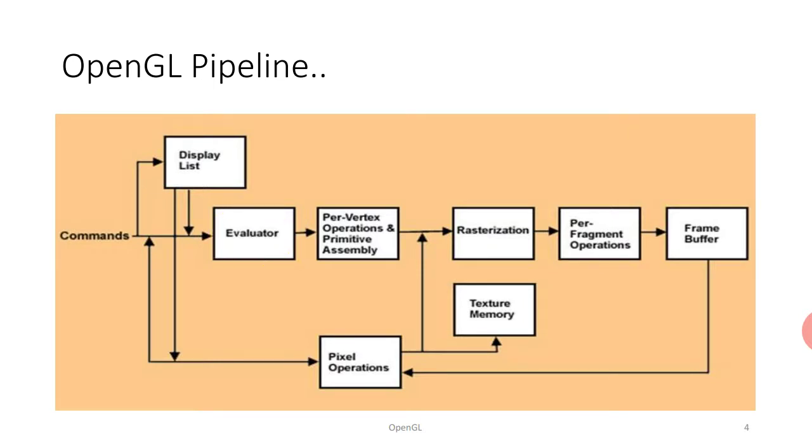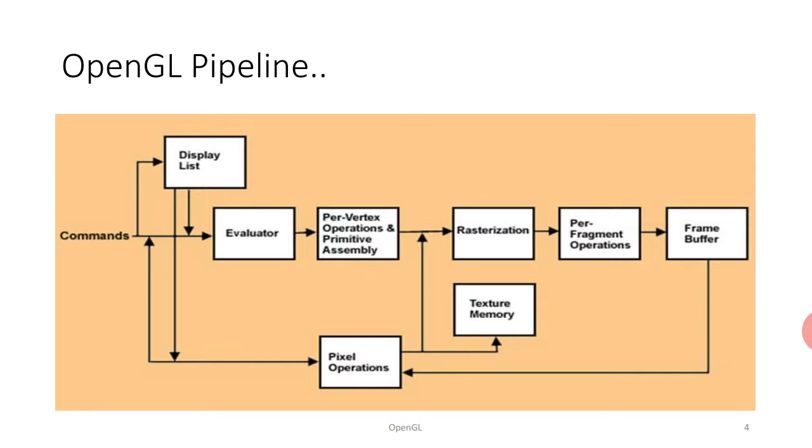Stage 1 of the pipeline is the evaluator. It takes any polynomial evaluator commands and evaluates them into their corresponding vertex and attribute commands. Evaluators allow the specification of polynomial functions of one or two variables which may be used to determine a primitive's vertex coordinates, normal coordinates, texture coordinates and/or color. Evaluators may either be used within primitives or outside primitives.